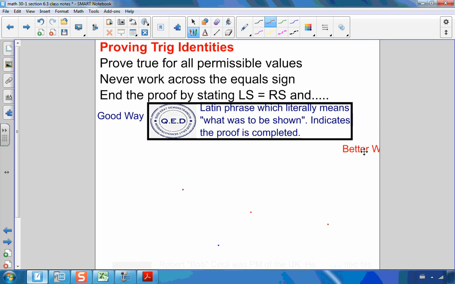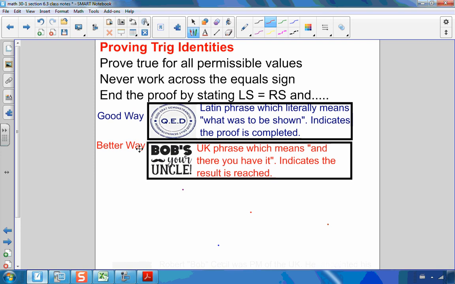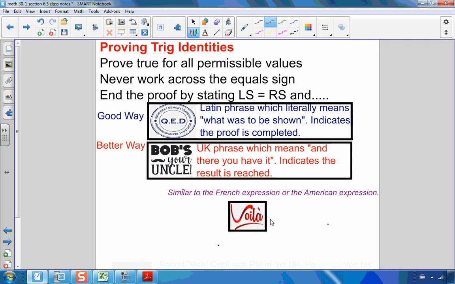But in my opinion, because I try to be a little bit more fun, I had this prof who ended every proof with "Bob's your uncle." And so I looked into this a little bit more. It was kind of like, yay, we're done proving, because some of our proofs were really ugly. It's a nice way of ending the proof. It's a UK phrase, which really translates to "and there you have it," or "the result is reached." So this is really similar to that French expression, voila, or the American expression, piece of cake. And it's a nice way of ending your proofs.